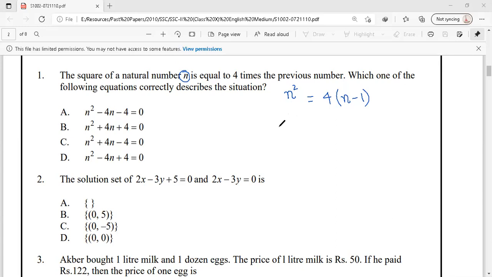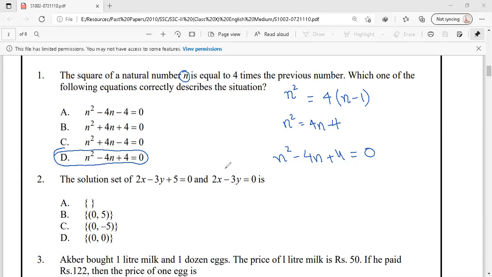So let's simplify this quadratic equation. n square equals 4 times (n minus 1). So n square equals 4n minus 4. So n square minus 4n plus 4 is equal to 0. So option D is the right answer. Then we have question number 2.